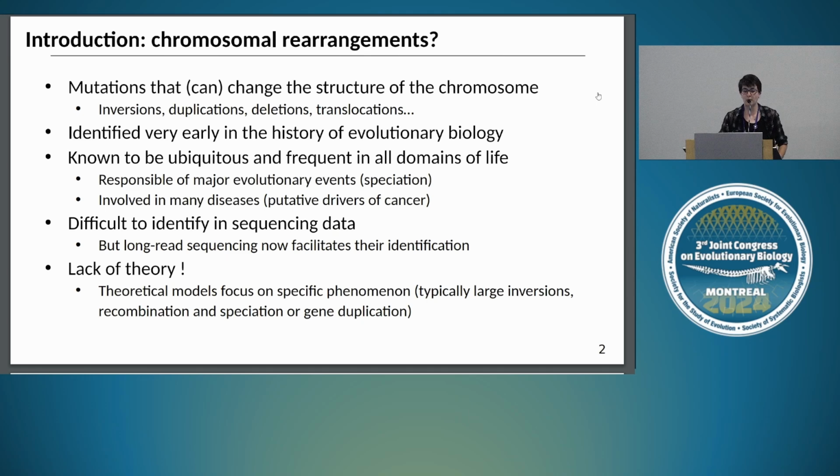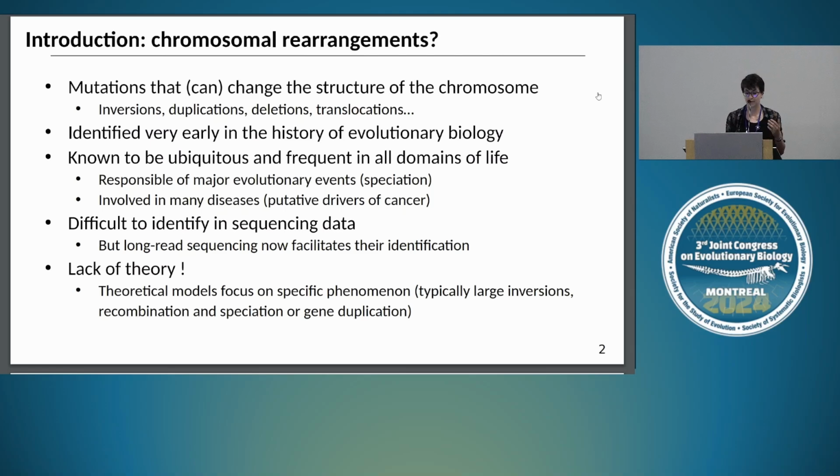So first, chromosomal rearrangements are mutations that can change the structure of chromosomes. They can be inversions, duplications, deletions, translocations, and they are more large scale. They were identified very early in the history of evolutionary biology because you can see them directly on the chromosomes. You don't necessarily have to sequence data. And we know that they are present throughout the tree of life and that they are responsible for some major evolutionary events. But since they are very difficult to identify with short-read sequencing data, they were often overlooked.